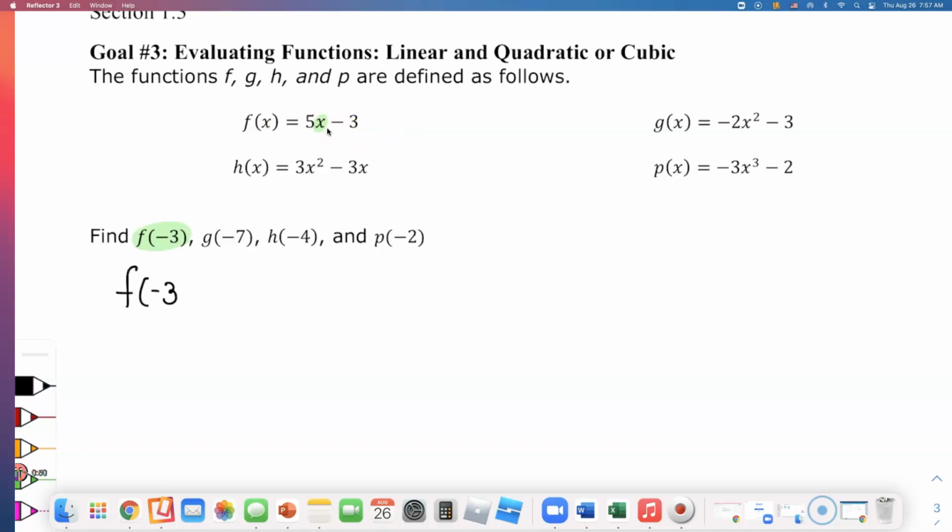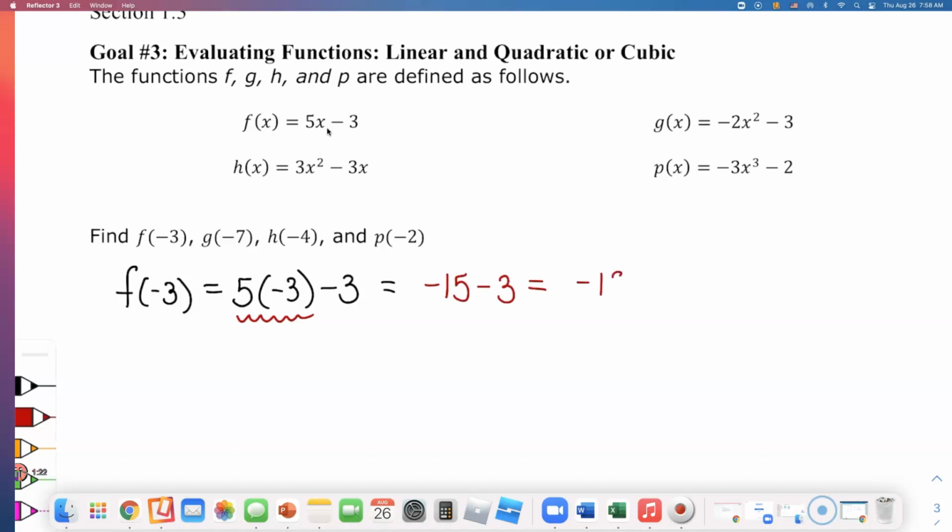So f of negative 3 is 5 times negative 3 minus 3. We're substituting whatever number is in the parenthesis into x. That's how we evaluate functions. Let's go ahead and find this. We can use a calculator at this point, but I'll just do it without for right now. 5 times negative 3 is negative 15, and if you subtract 3 from it, you will get negative 18. So that's how you evaluate this linear function. You just plug in the number that they give you in the parenthesis into the correct function.